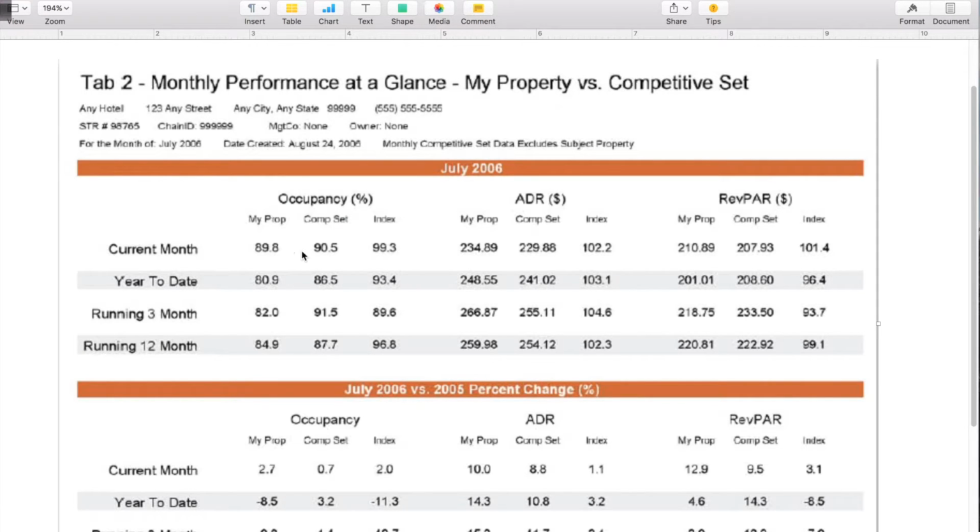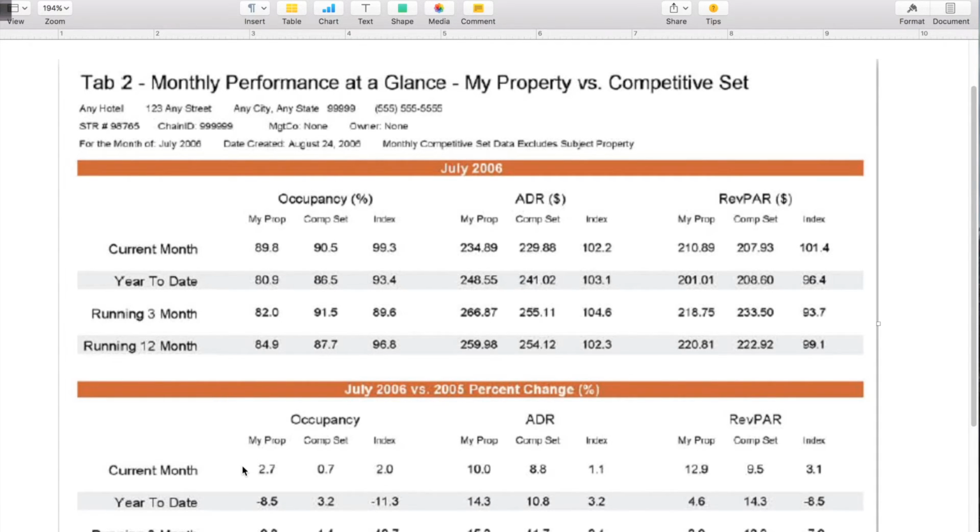That's why this report is very important, because it shows you 4 different time periods: what happened last month, how you've been doing so far year to date, or the last 3 months, or the last quarter, as well as the running 12 months. It gives you a lot of comparison. So even though you may have had a good, bad, or fair month, you still want to look at the other time periods to give you a great idea of how your hotel is performing.